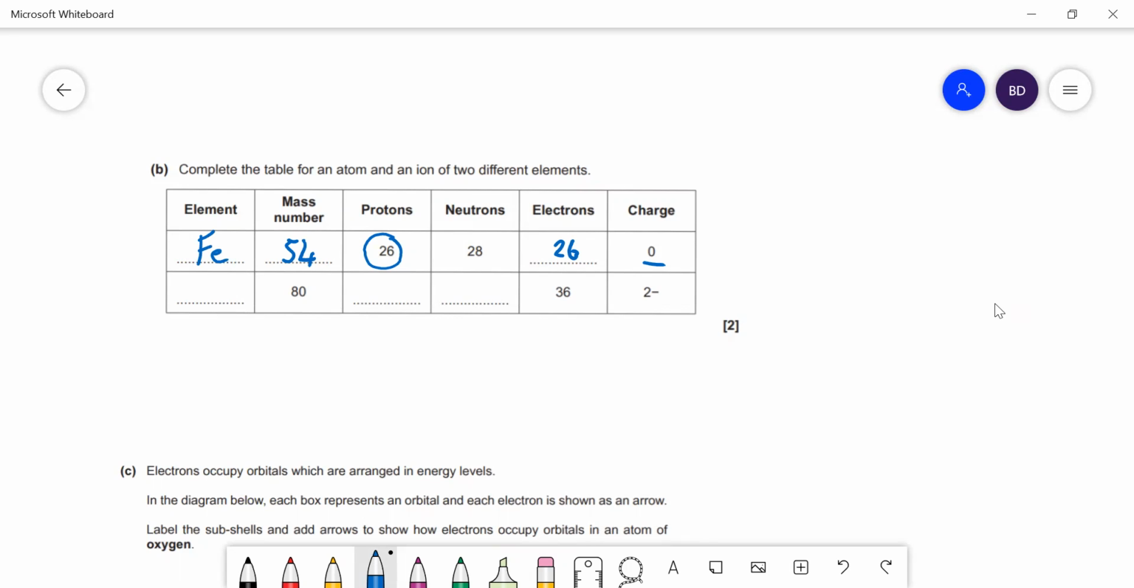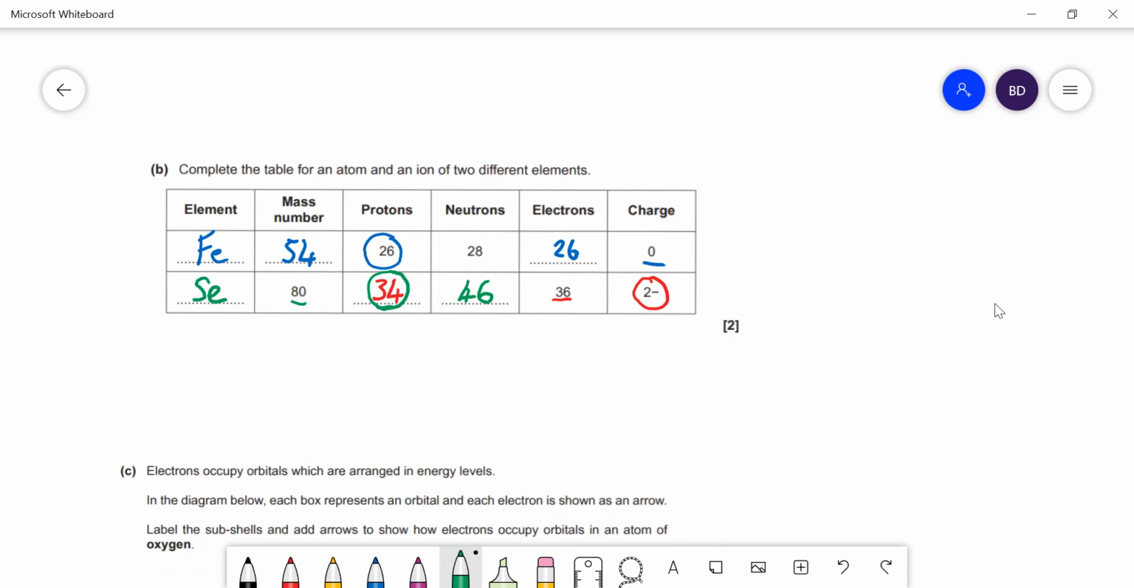Right, this next one then has got a 2- charge. And it's got 36 electrons, so it's got 2 more electrons than protons, so it must have 34 protons. How many neutrons has it got? Well, we do 80 minus 34, which is equal to 46 neutrons. And which element is that? Well, we've got to look at the number of protons. Atomic number 34. It is selenium.